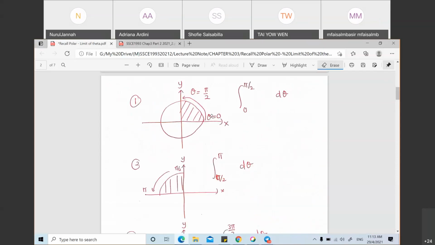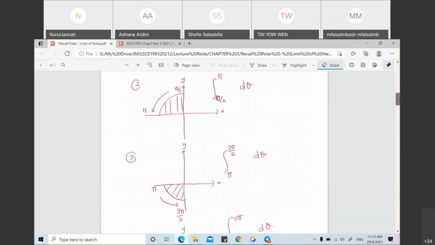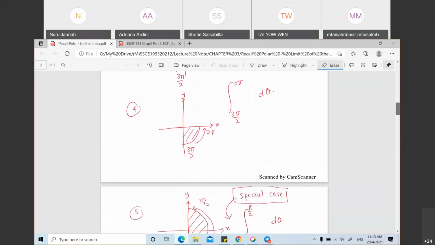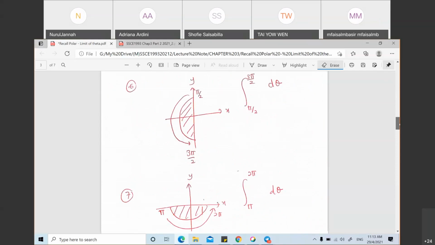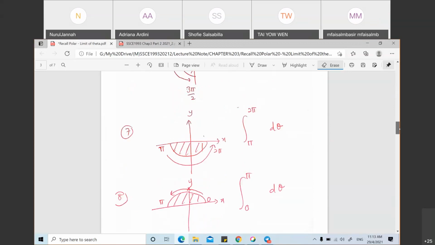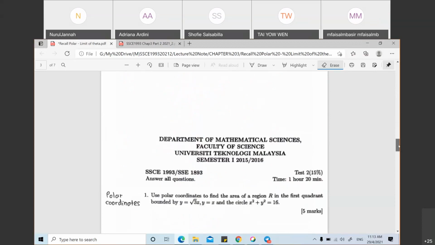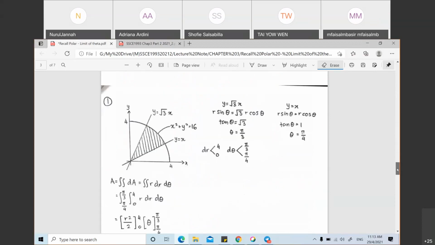So just recall, this is 0 to pi over 2, pi over 2 to pi, pi to 3 pi over 2, 3 pi over 2 to 2 pi, negative pi over 2 to pi over 2. This is pi over 2 to 3 pi over 2, pi to 2 pi, 0 to pi. Okay?